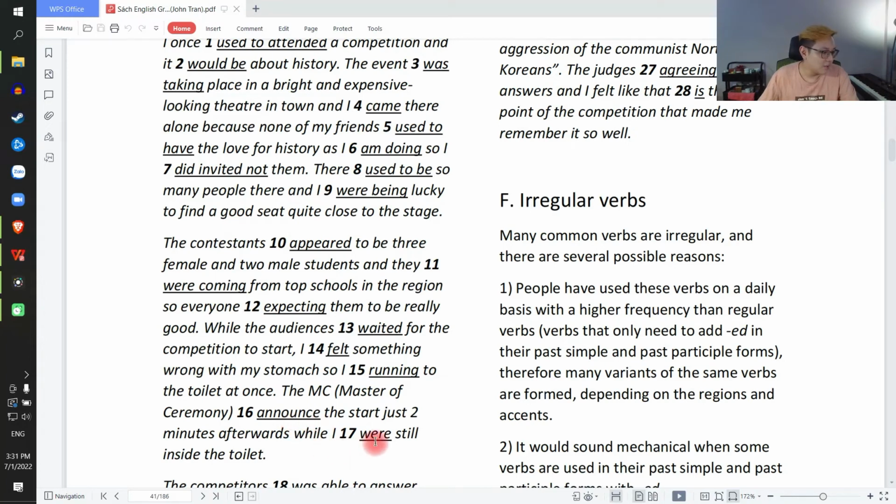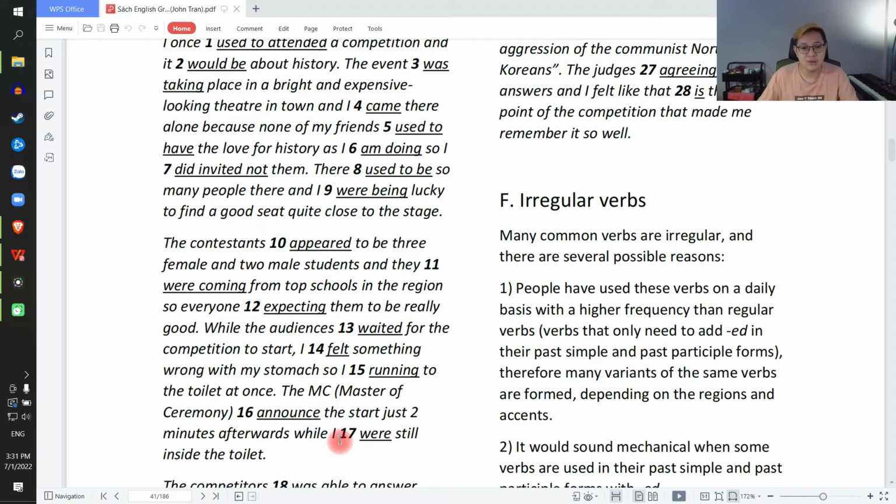While I was, so 17, while I was still inside the toilet. So 17, you might think that, okay, inside the toilet, maybe it lasts for a few minutes, so why should it not be like, while I was being inside the toilet? Because was being sounds extremely unnatural, you know? So we do not use the past continuous form in 17.